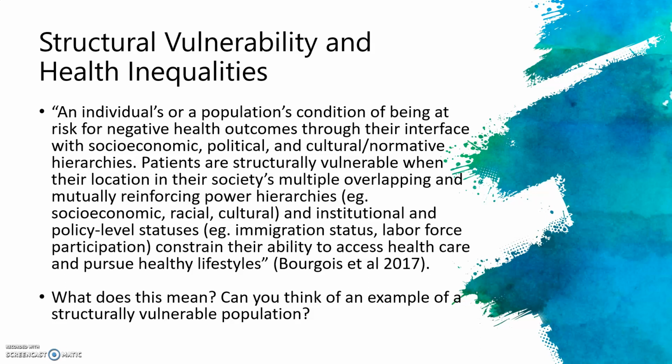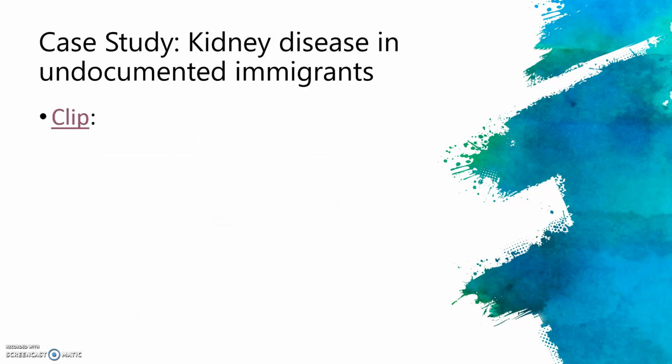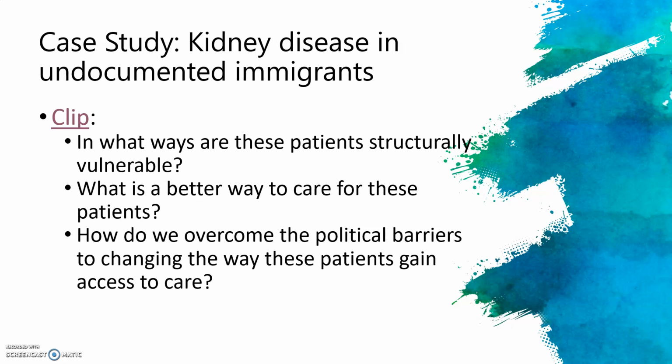And so in the discussion board this week, we'll think about what this means and what are some examples of structurally vulnerable populations in our society that you can think of, or ones that come out for you from the examples in the case studies. One of the clips that you were asked to watch today is about kidney disease in undocumented migrants. In some of the follow-up questions this week, we'll talk on the discussion board and in person on Thursday for the Zoom drop-in about in what ways these patients are structurally vulnerable, what's a better way to care for them, and how do we overcome the political barriers to changing the way these patients gain access to care.